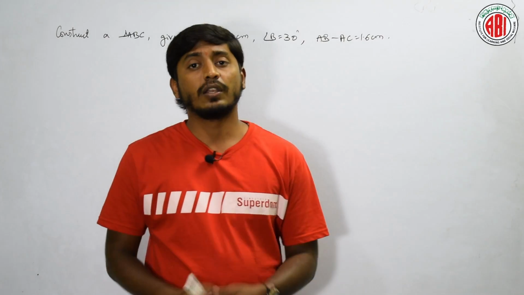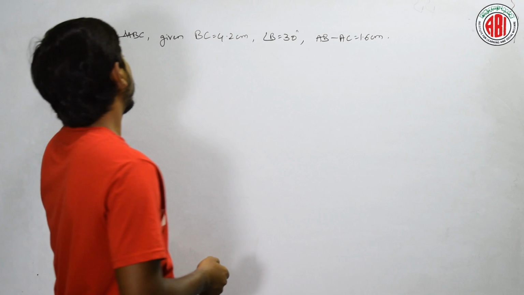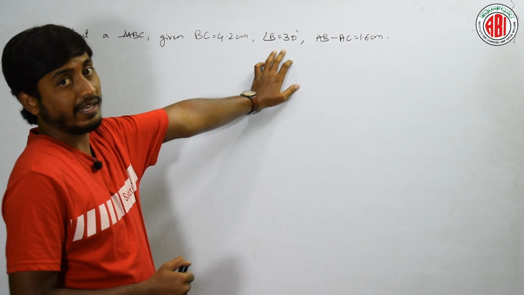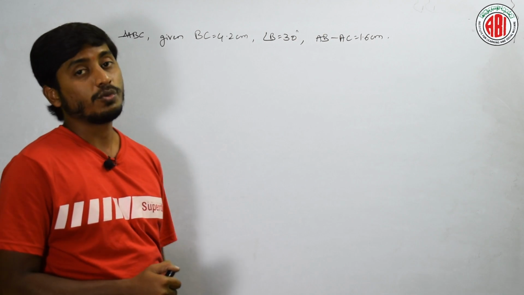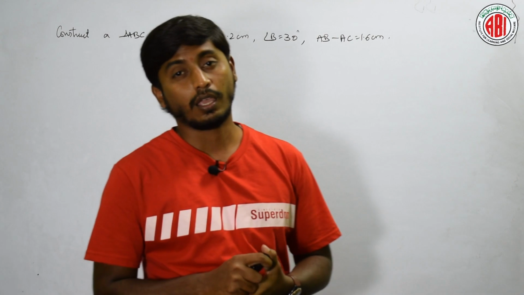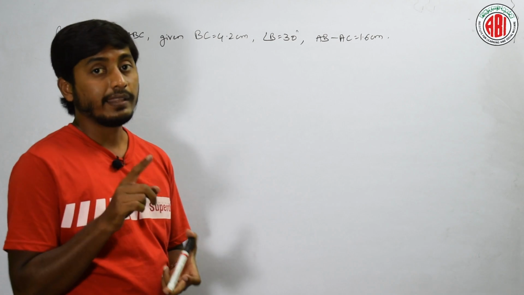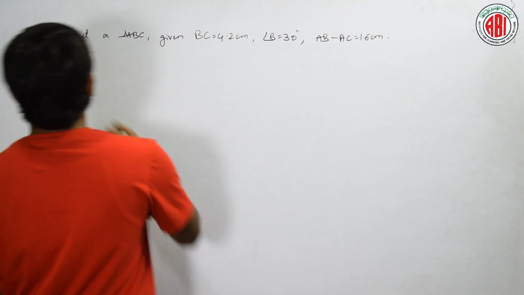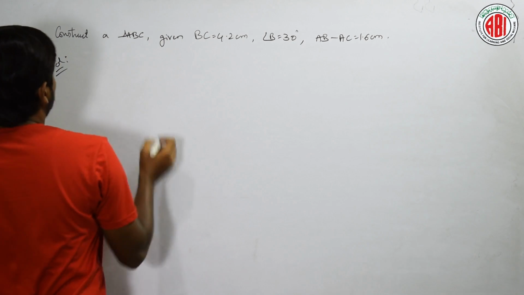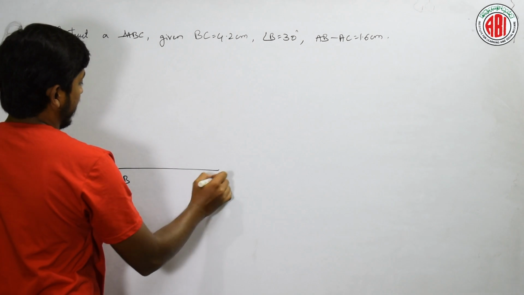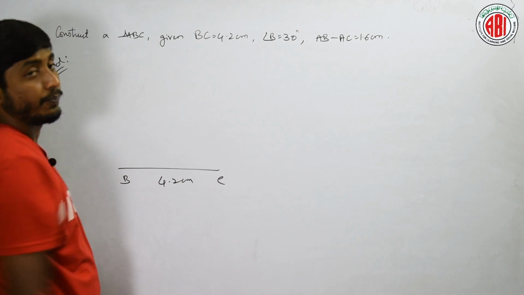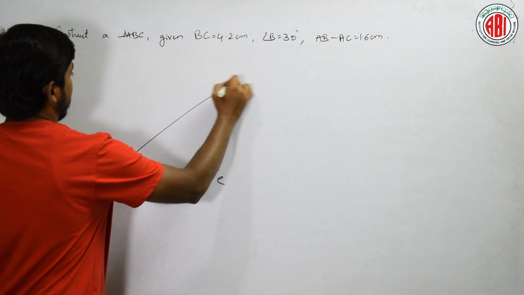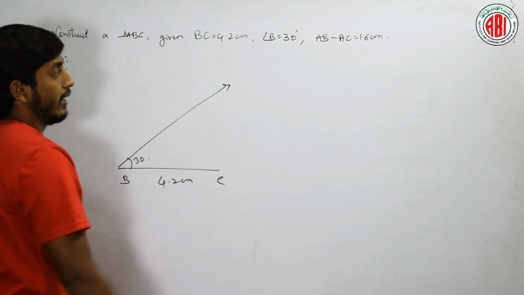Let's do. Look at the question here. Construct a triangle ABC given that BC is 4.2 centimeters, angle B is 30 degrees and the difference of the two sides is 1.6 centimeters. Okay. How do we do? Before they gave sum of two sides, now they gave difference of two sides. That is, first the same thing, we have to draw a base BC as 4.2 centimeter. Okay. And the next step, drawing an angle 30 degrees. Here draw a ray 30 degrees.